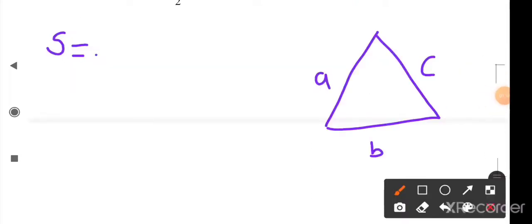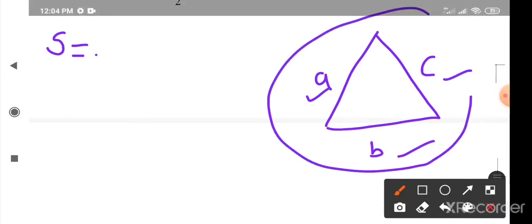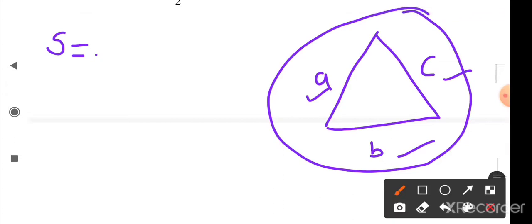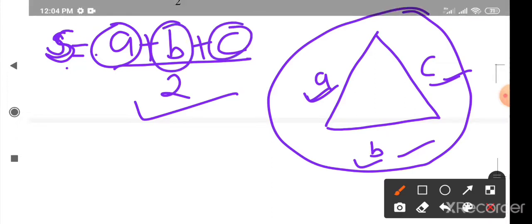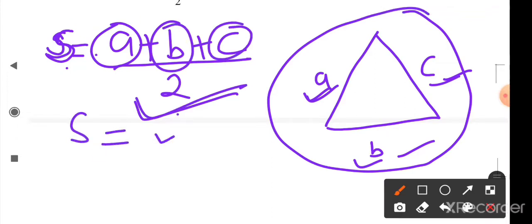Suppose there is a triangle as I have made in front of you, and the sides A, B and C are given in some measurement like centimeter, meter, and you have to find out the area of this triangle. So for that, first you have to find out the value of S. And what is S? S is semi-perimeter, and the value of semi-perimeter is A plus B plus C upon 2. It is also denoted by S. So you will put the values in place of A, B, C, add them and divide by 2. Then you will find out the value of S.